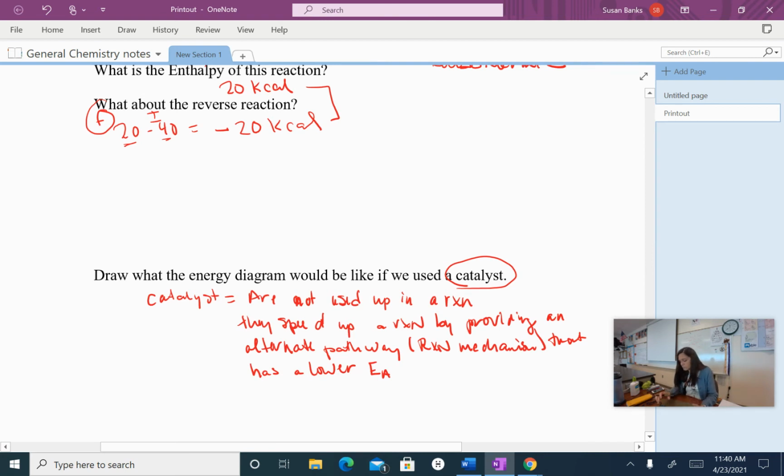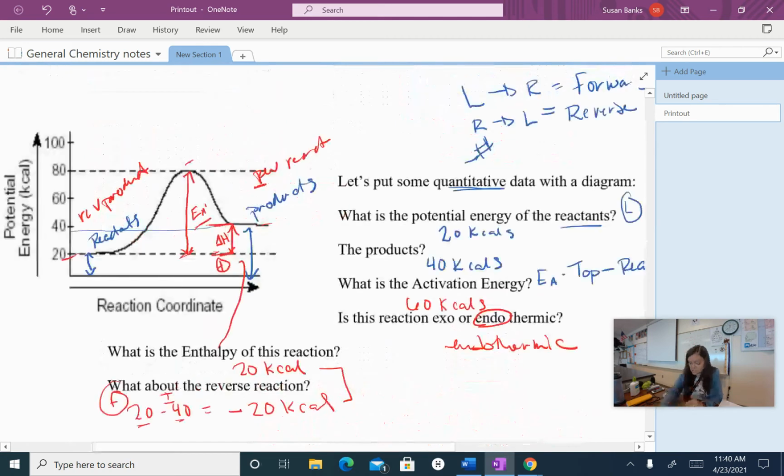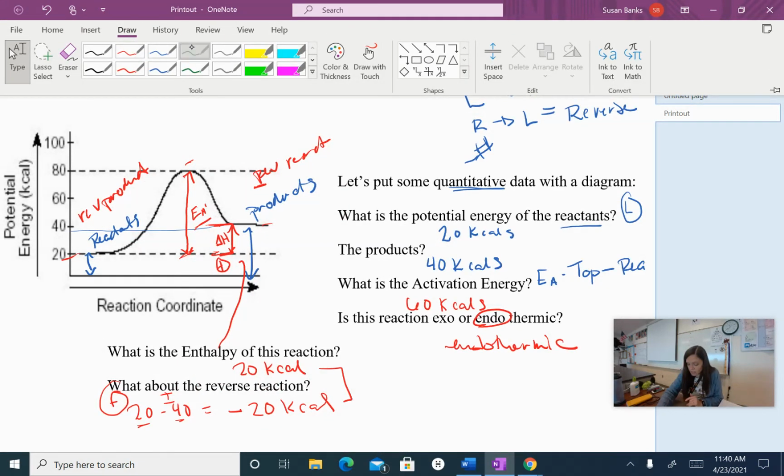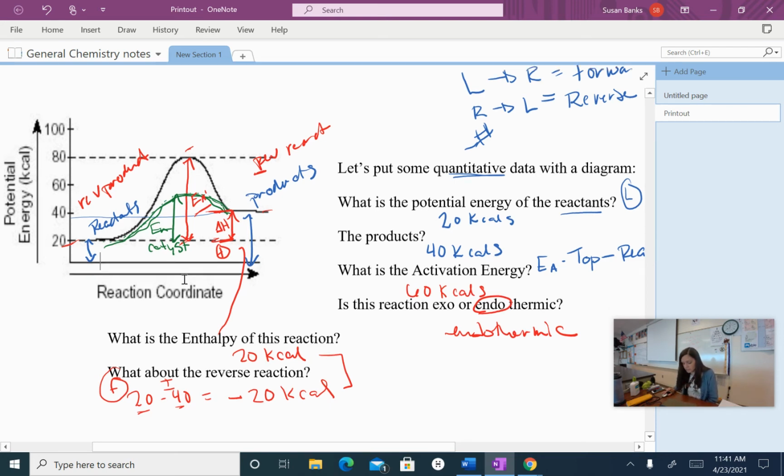Okay, so if it has a lower activation energy, that means that more molecules are going to be able to have the energy to do it. So I'm going to put in a catalyst pathway. It would have a lower activation energy. Notice our activation energy with a catalyst is a lot lower. So because it's a lot lower, we will have more molecules actually being able to react because we don't have to put nearly as much energy in.